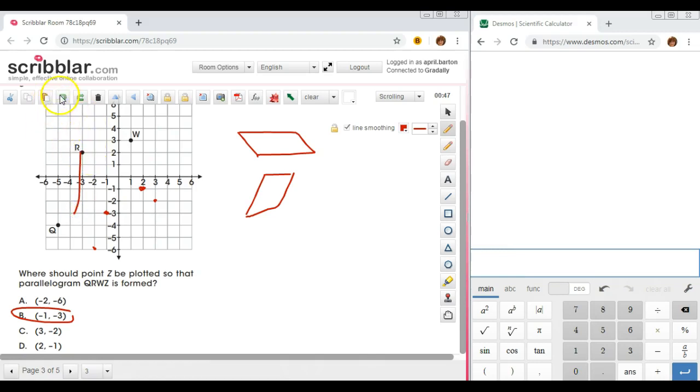I was going to try and connect it one more time, but apparently I can't draw straight. Let's try this again. There we go. So answer choice B is our final answer.